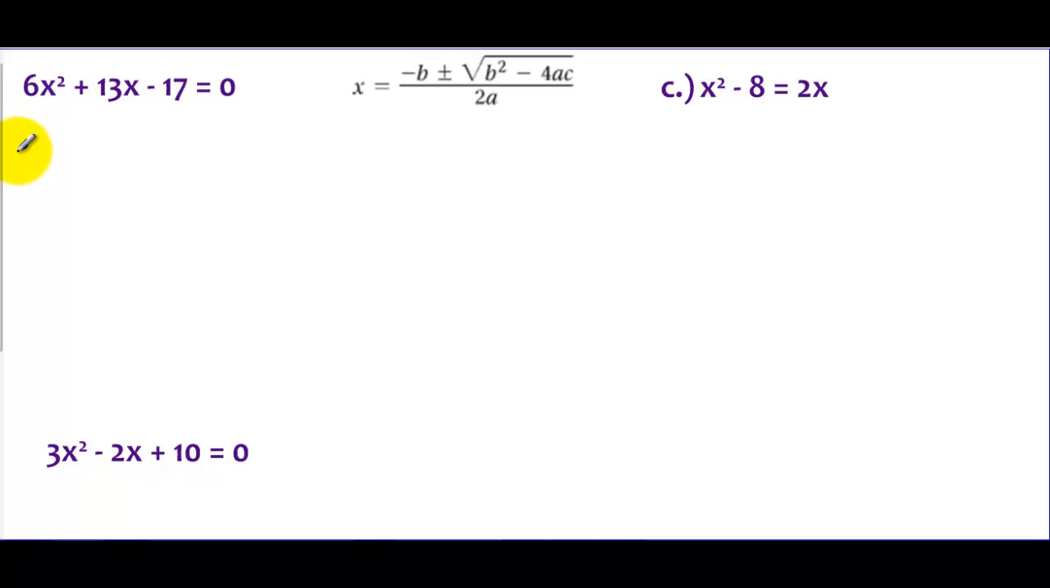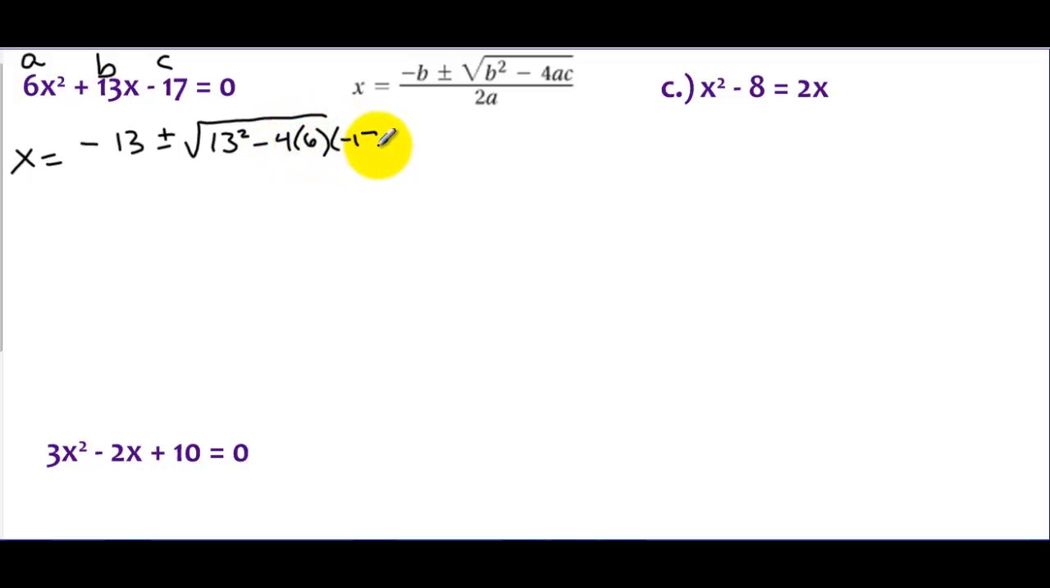We're going to use the quadratic formula here. Okay, so I'm going to start with my plug-in. Remember, I have A, B, and C in my standard form. This one is set equal to 0, so these are the correct values. I don't need to change anything. All right, I'm going to start with my substitution. So negative 13 plus or minus, and then again 13 because that's my B value, minus 4 times 6 times negative 17. Okay? And then it's all over 2 times 6, right? My A value is 6.